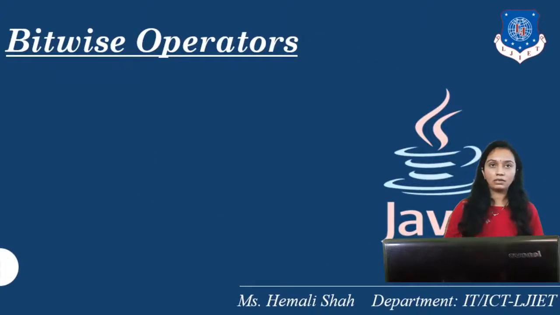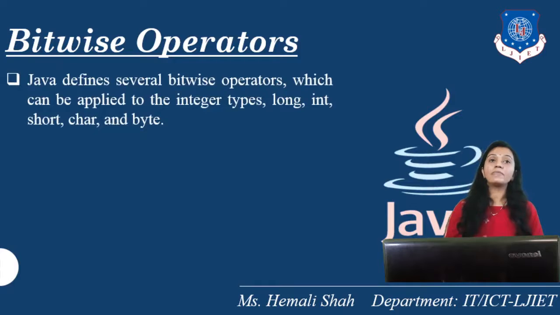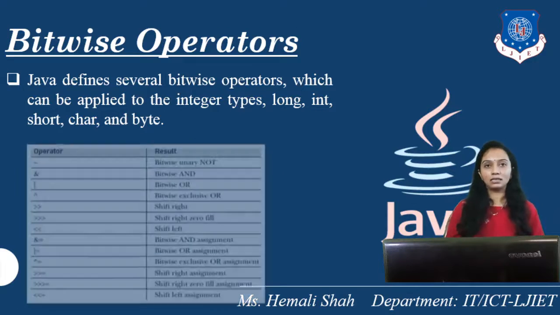Now the bitwise operator works with integer values, long values, byte values and char values only. What happens is that it performs the operation bit by bit. First it converts into binary values, 0 and 1, and by using these binary 0 and 1 values, it operates bit by bit and generates the result.